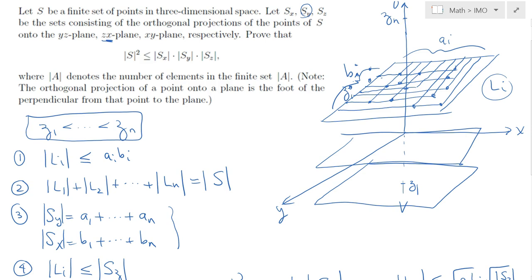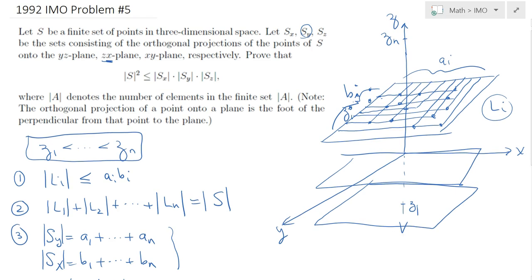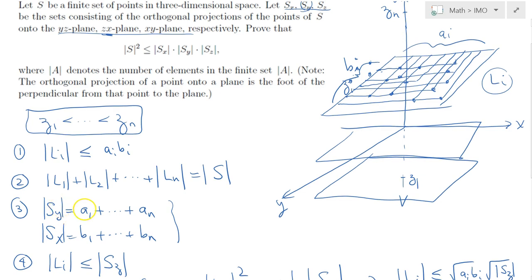In the second observation, we realized that the sum of the points on each layer should be equal to S. That's obvious. The third observation was that the projections of the points onto the xz, yz, and xy planes are clearly defined in the problem. And all I did was to use this information related to layer L sub i to establish the appropriate formula for S sub x and S sub y in terms of A sub i's and B sub i's.